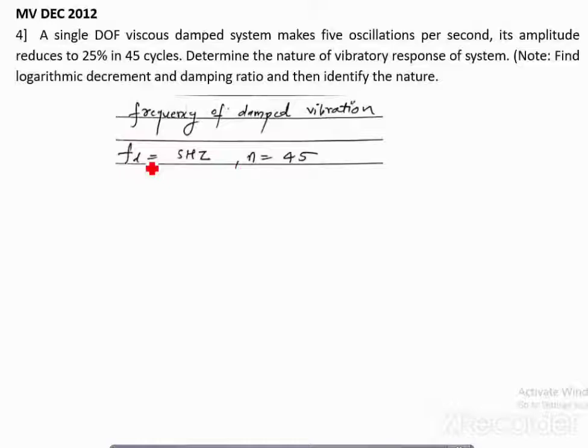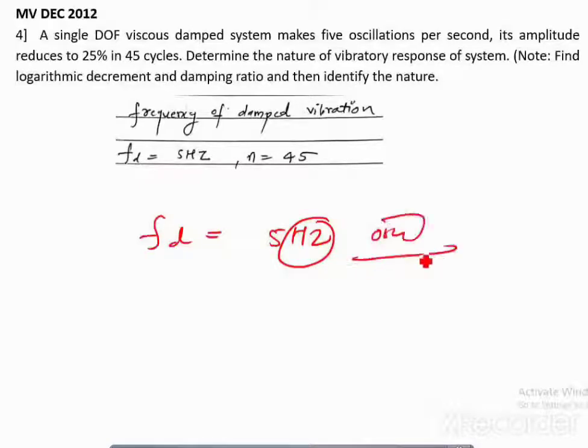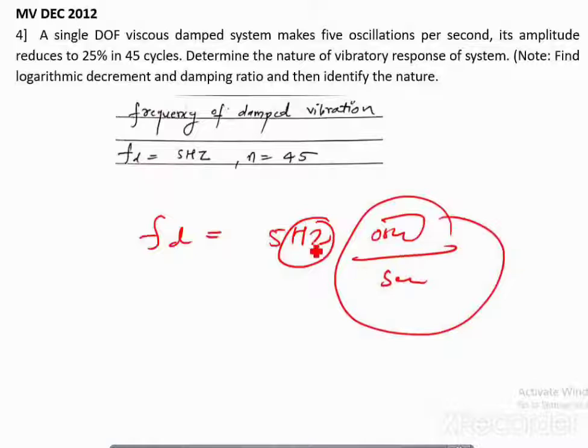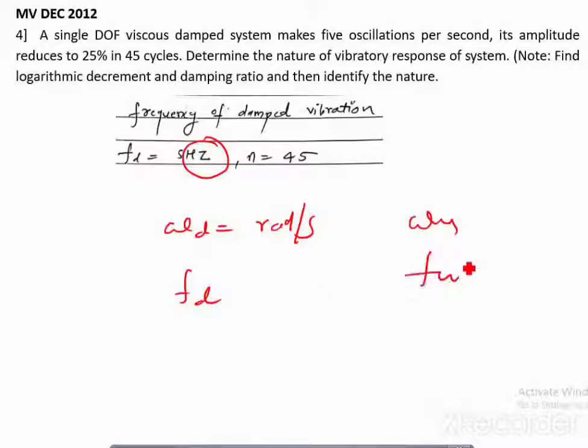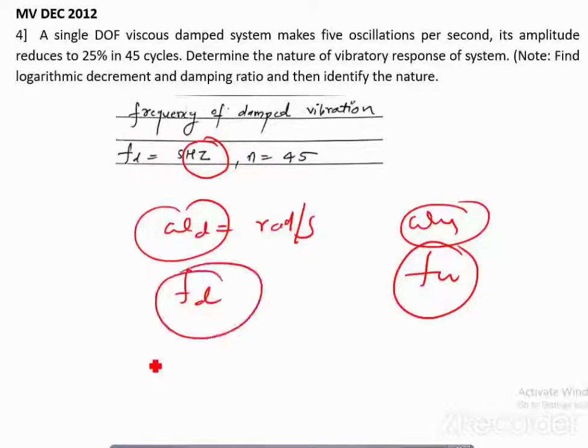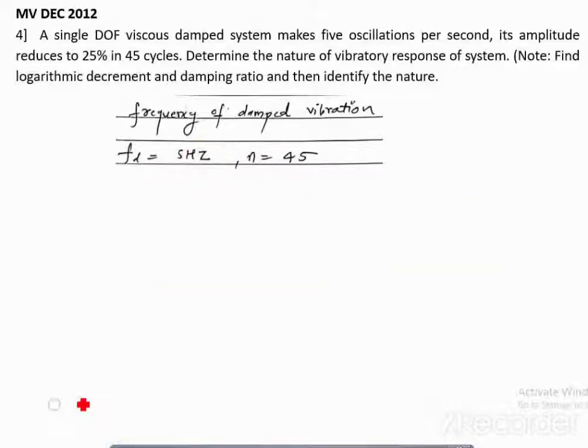So first step, frequency of damped vibration. A single degree of freedom viscous damped system makes 5 oscillations per second. Now 5 oscillations per second means what? They have given you FD. FD is nothing but 5 hertz, and hertz is nothing but the number of oscillations per second. What is FD? Basically, omega D is the frequency of damped oscillation, so it is in radian per second. When you take this omega D into hertz, it becomes FD, like omega n becomes Fn. So depending upon the unit you are taking.